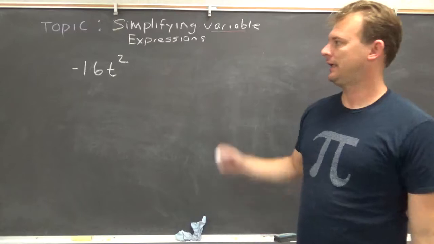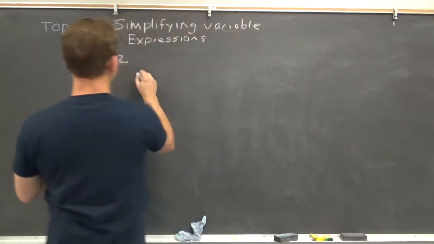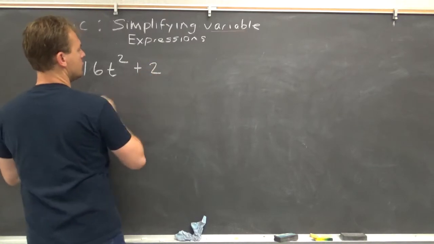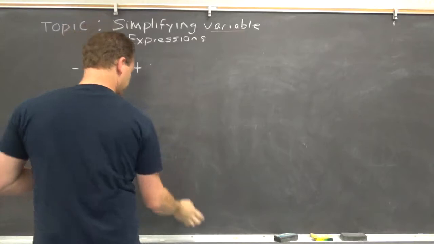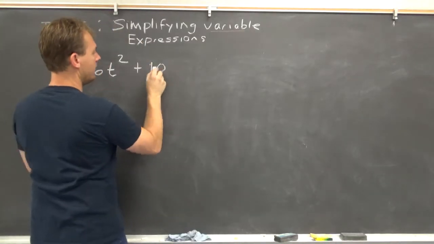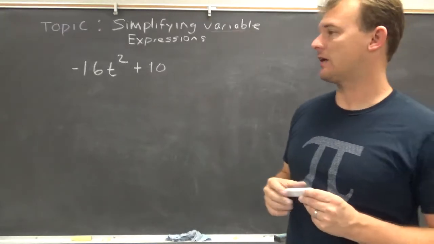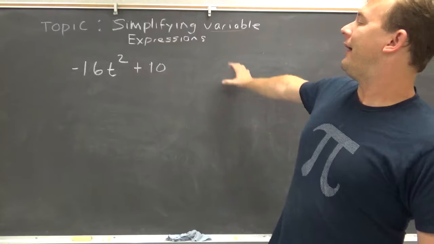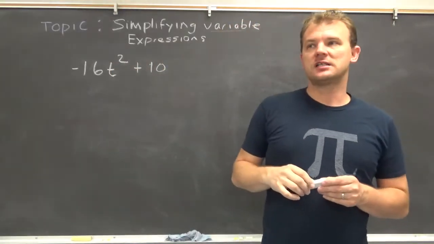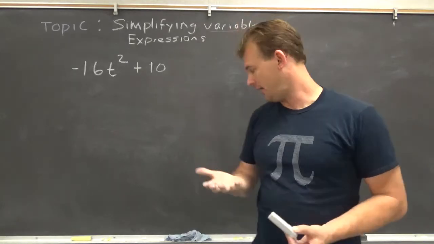Negative 16 t squared plus... actually, let's make it a little bit interesting, let's put 10. This expression for now, it's not an equation yet because it doesn't have an equal sign, but this expression tells us something about the acceleration of gravity.